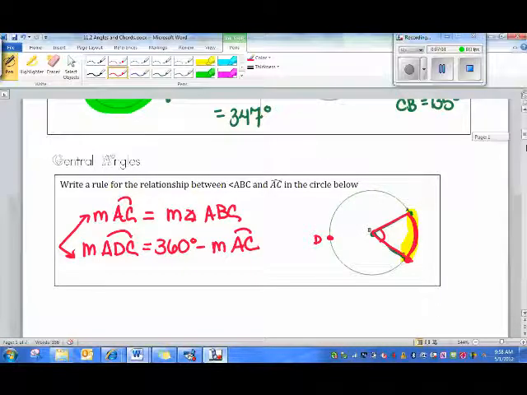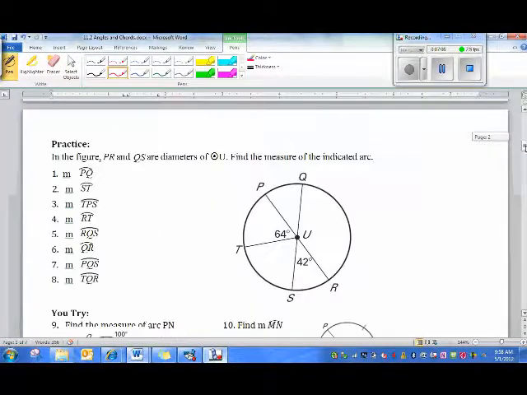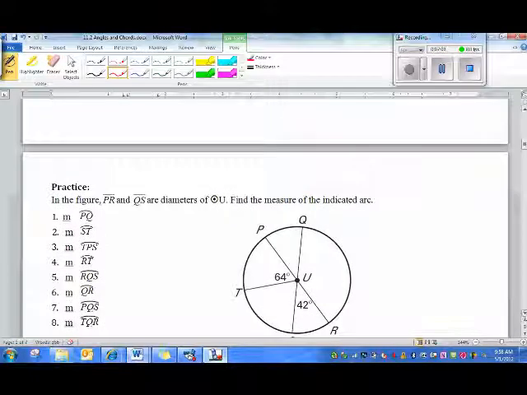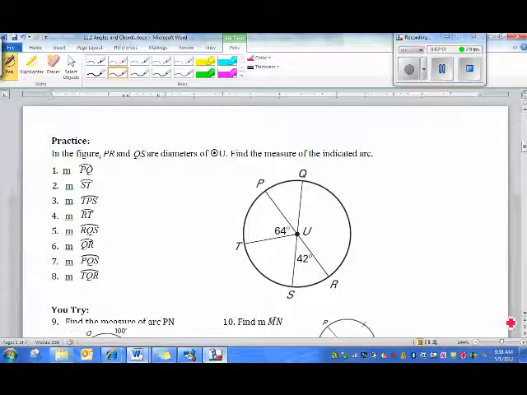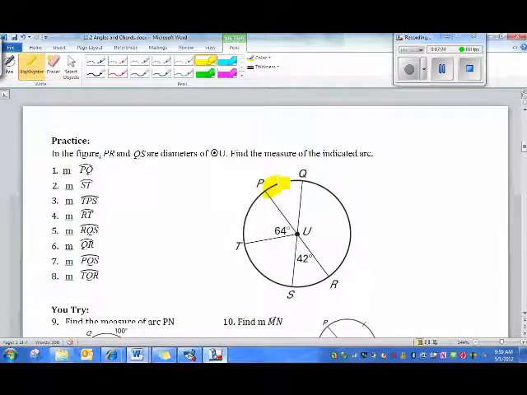All right, so on the next page here, I have a couple of examples for you to do. I will work through these first ones with you so I can give you the strategy, and then you're responsible for 9 and 10 on your own. Question 1 says, find the measure of arc PQ. So here's arc PQ, and U is the center.